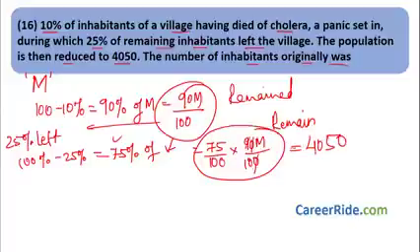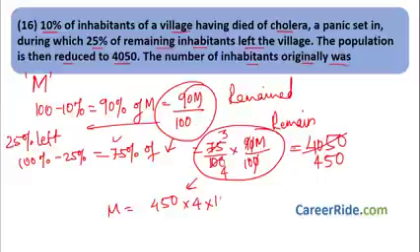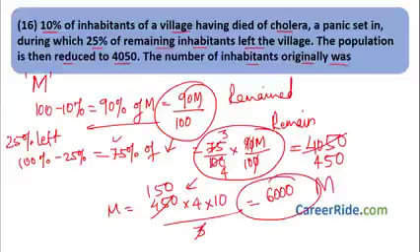This gets cancelled. 9 ones are 9, 9 fives are 45, 9 fives are 450 over here. Okay, so what do we have? 25 into 3, 25 into 4. So let's solve. What do we get? M equals 450 multiplied by 4 multiplied by 10 divided by 3. 3 ones are 3, 3 fives are 150. 150 into 4 is 600, so 6000. So the total population originally was 6000 inhabitants.